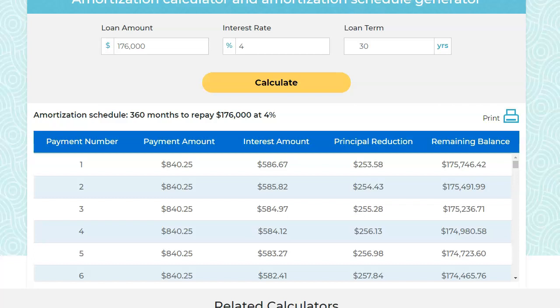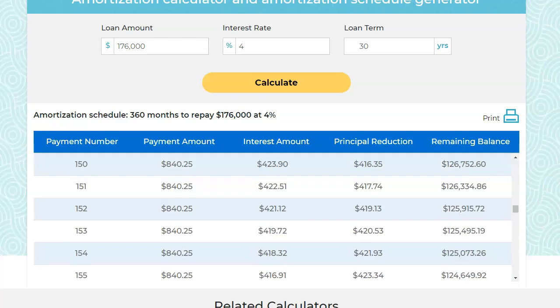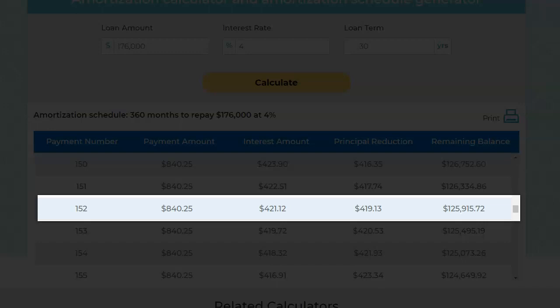Another thing I want to show you about the amortization schedule is that the principal seems to be the smaller amount and the interest is the larger amount. There is a point where those two flip. So let's see where that happens. All right, if you look here at payment 152 or month 152, that's about 12 and a half or so years into the loan. You'll see that they are almost equal. The interest is $421 and the principal is $419.